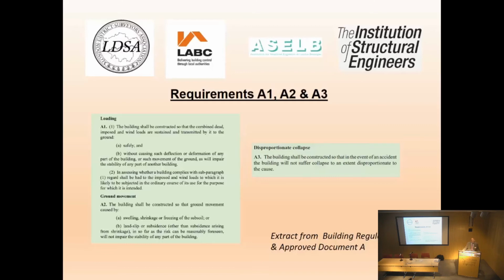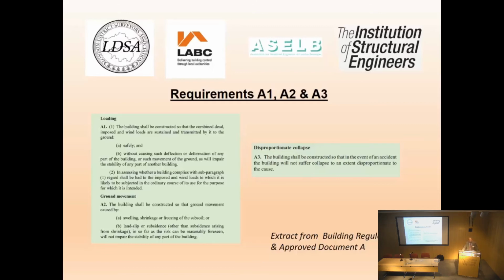That is requirement A1. Requirement A2 is that the building can safely carry any loads imposed on it from the ground. And requirement A3 is a very important requirement, and that is that the building shall be constructed so that in the event of an accident, the building doesn't suffer collapse to an extent disproportionate to the cause. So it's always important to remember as structural engineers that's what we're trying to achieve. That's what underpins all of the structural calculations that we produce.